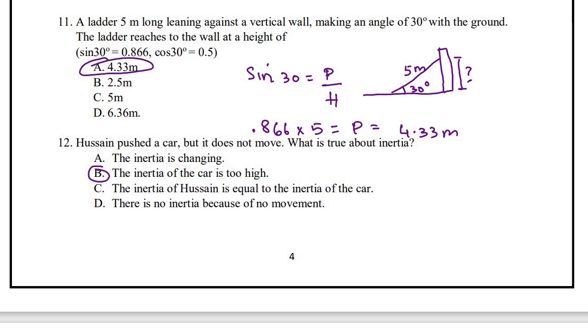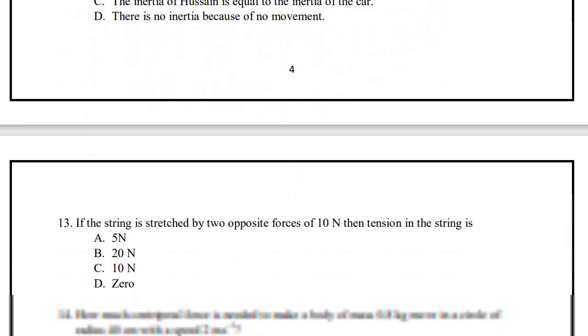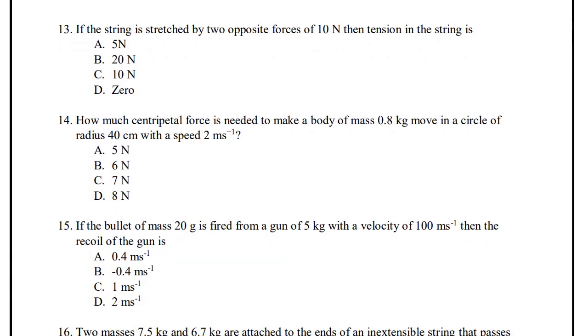The person is pushing the car, but the car is not moving. This means that the inertia of the car resists the change in the state of the car. If more force is applied, then it is possible to move the car. But right now, the inertia of the car is too high, so the person cannot move that car. Option B is the right answer.